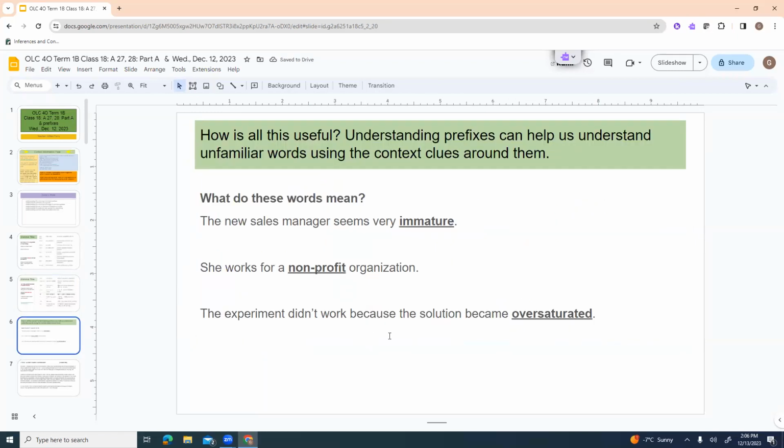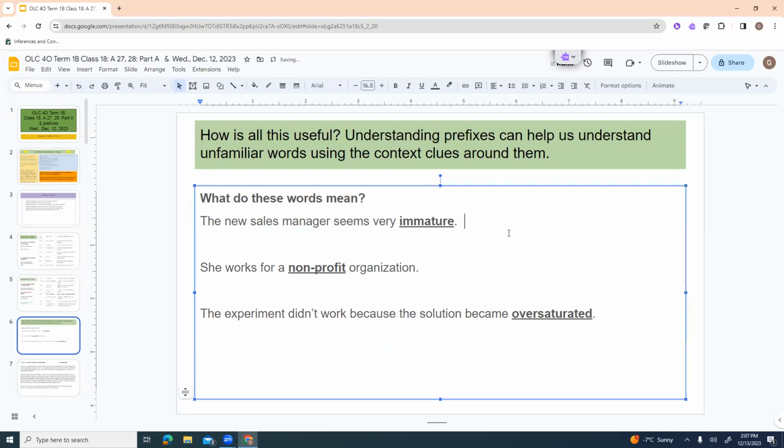How is all of this useful? Well, understanding common prefixes can help us understand familiar words using the context clues around them and the words themselves. So I say the new sales manager seems very immature. Well, mature would mean adult or developed, and im is the opposite. So not mature, not developed, maybe even juvenile, right? A juvenile would be a young person.